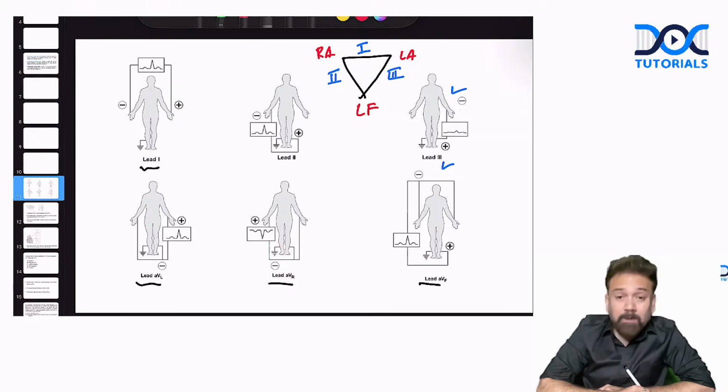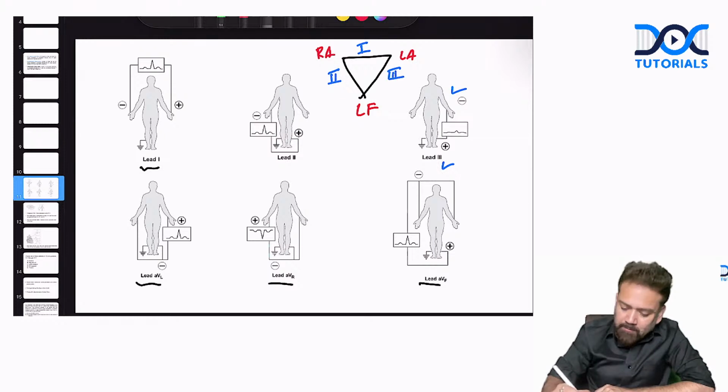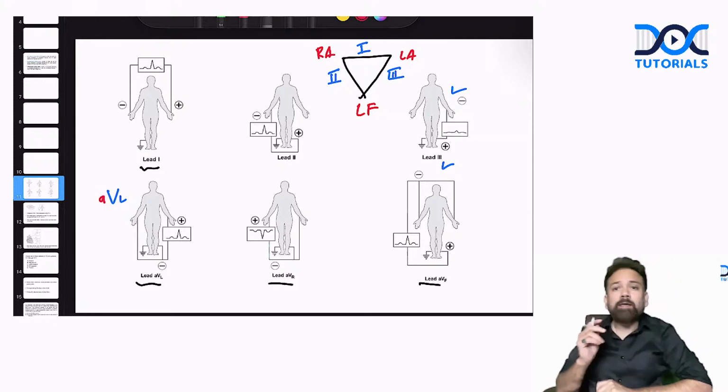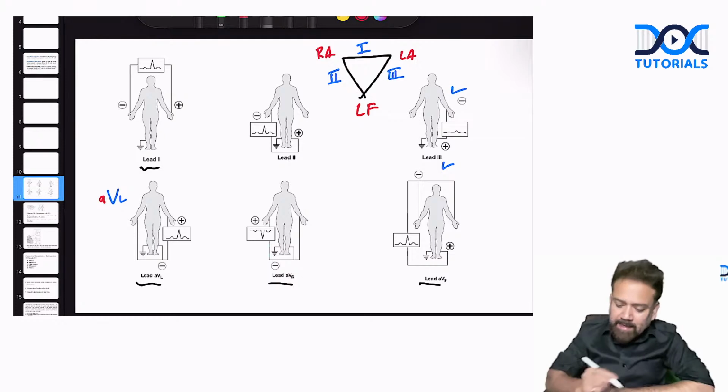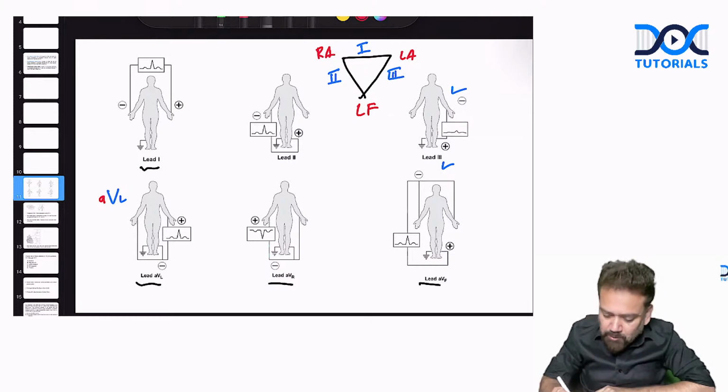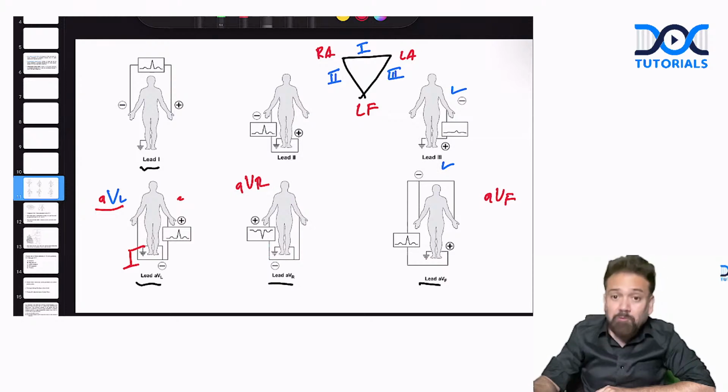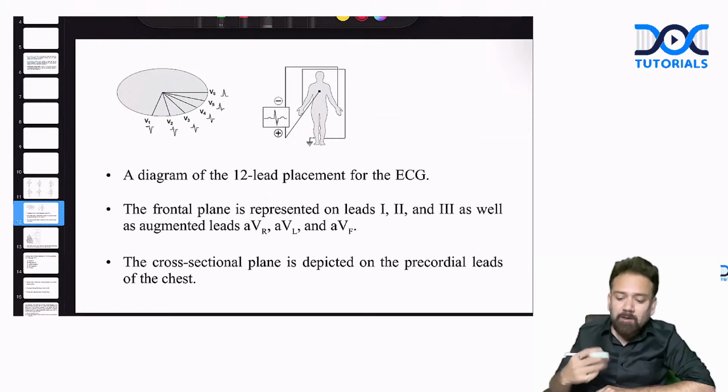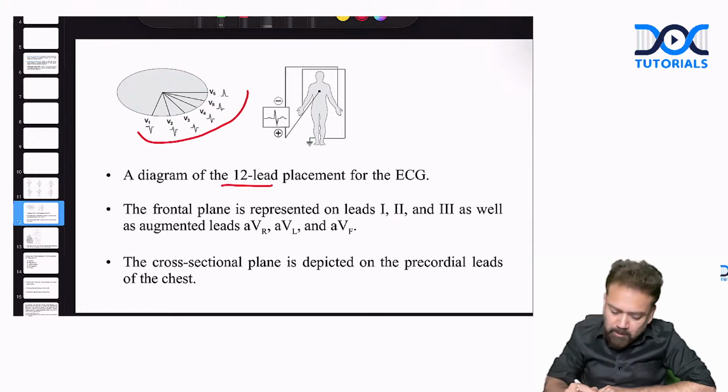It's very easy. What about AVL? AVL is actually VL only from the left arm, but you have to augment, because if you are taking individual voltage, it will be very, very less. So it is called AVL. The positive lead will be on the left arm, and the other will be on the foot, and the other will be on the ground. So grounding is done. This is AVL, this is AVR from the right hand, and this is AVF from the foot. VF is voltage of the foot, and this is the left side, but they all are augmented. Then we have six chest leads, V1 to V6. So this is the 12 lead placement. We know about that.